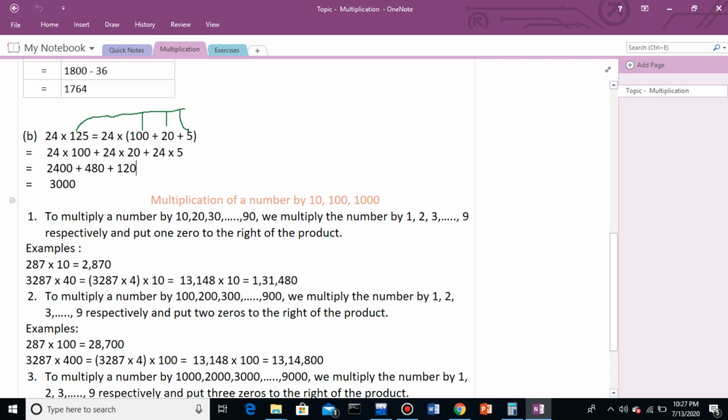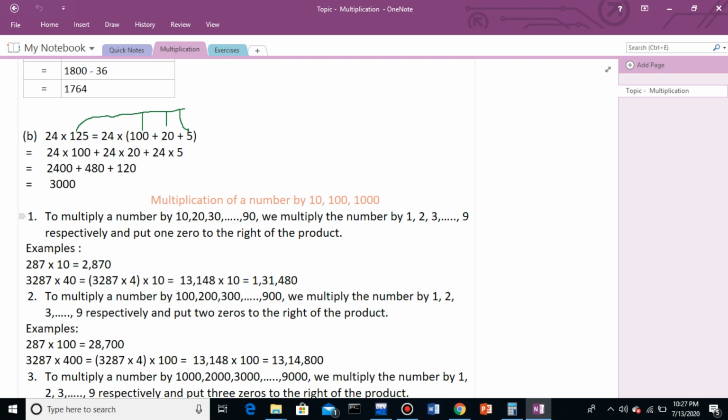Now, multiplication of a number by 10, 100 and 1000. To multiply a number by 10, 20, 30 and so on, we multiply the number by 1, 2, 3 and so on respectively, and put one 0 to the right of the product. Let's take an example. We should multiply 287 by 30. Let's take a simple example.